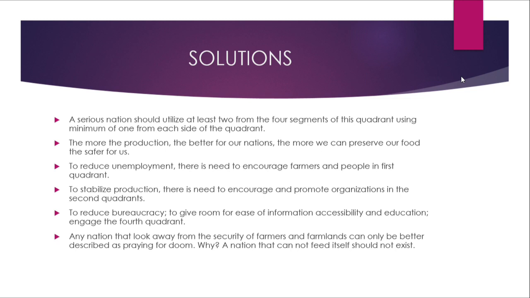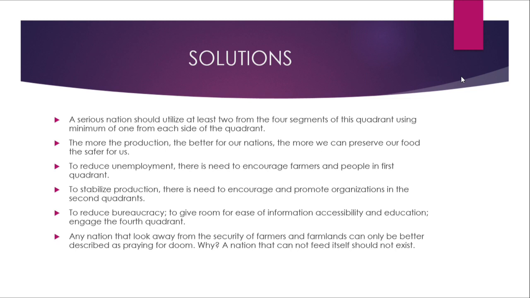To stabilize production, there is need to encourage and promote organizations. What did I say? Organizations in the second quadrant. That second quadrant is not the work of an individual farmer. It's not the work of a small or poor farmer. It's the work of organizations, established firms. It could be agricultural firms, it could be anything, but they are established. They have structures. They can invest in agriculture.